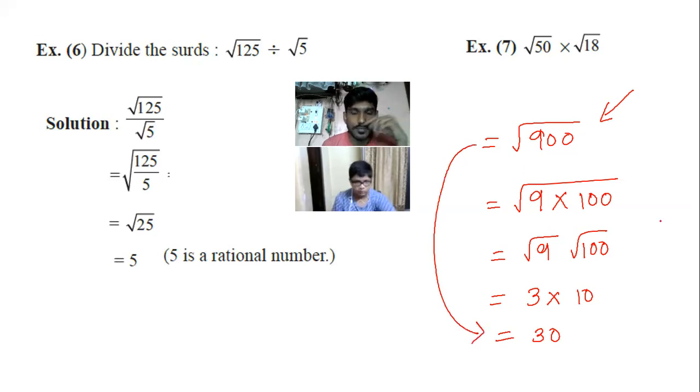30. Write down this also. After root 900, write these steps. Let me know once you finish writing.